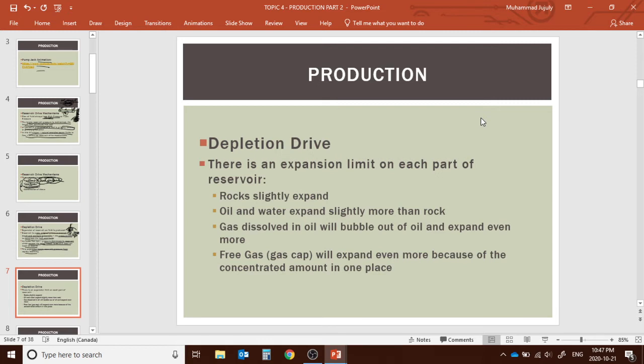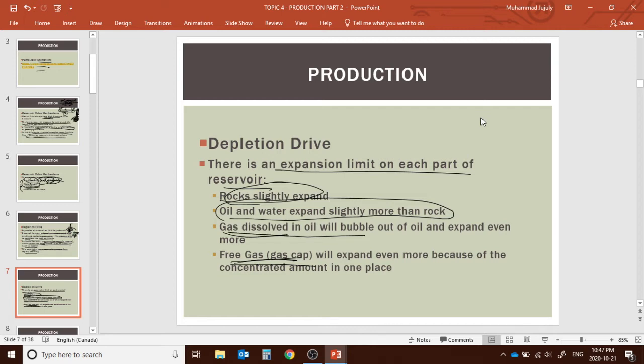So there is an expansion limit in each part of the reservoir. The rock expands slightly, while water expands slightly more than the rock. But gas expands even more. Now, there are two ways gas can expand. One is the free gas from the gas cap, another is the dissolved gas in the oil.